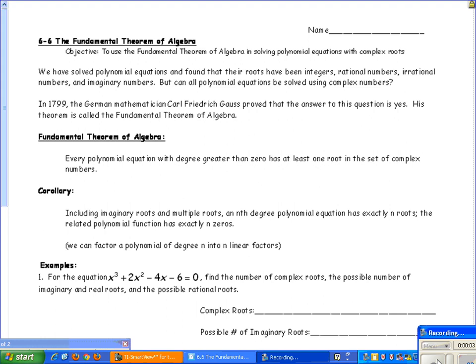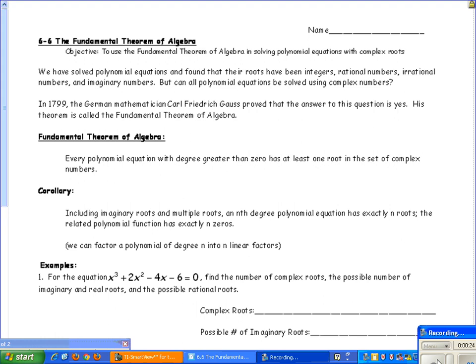Section 6.6, the fundamental theorem of algebra. Our objective is to use the fundamental theorem of algebra in solving polynomial equations with complex roots. We have solved polynomial equations and found that their roots have been integers, rational numbers, irrational numbers, and imaginary numbers. But can all polynomial equations be solved using complex numbers?